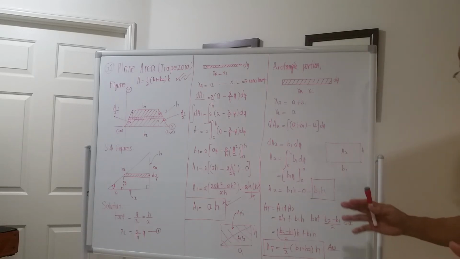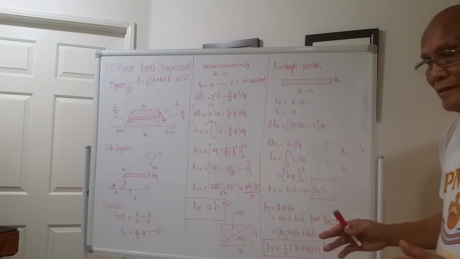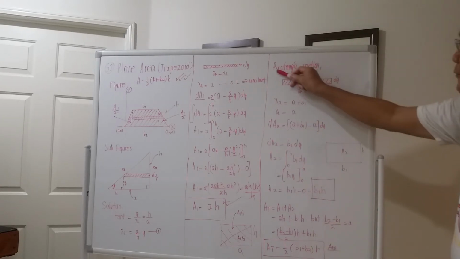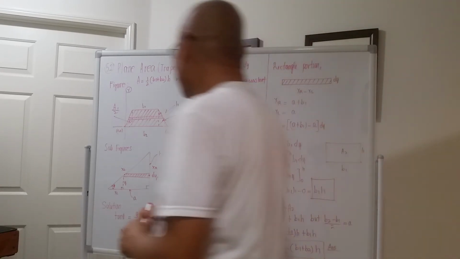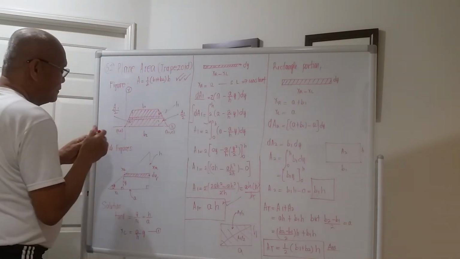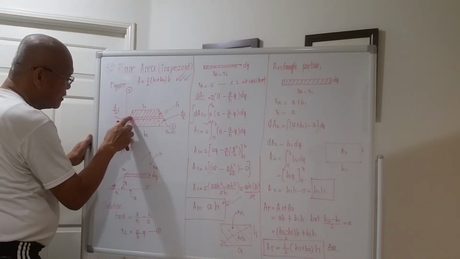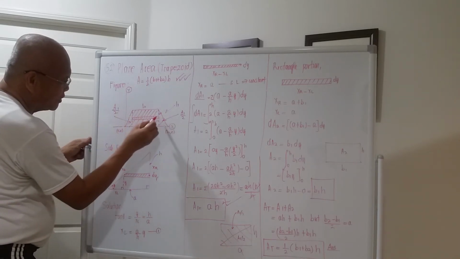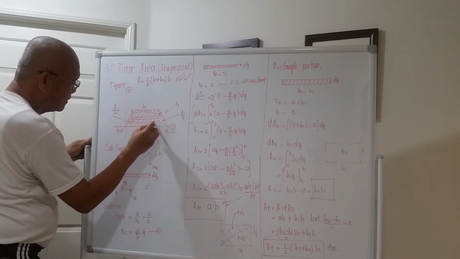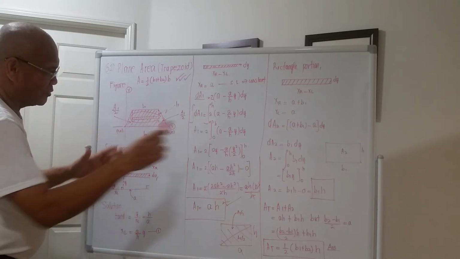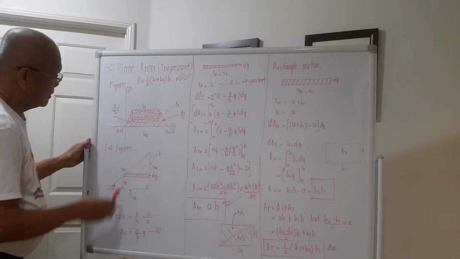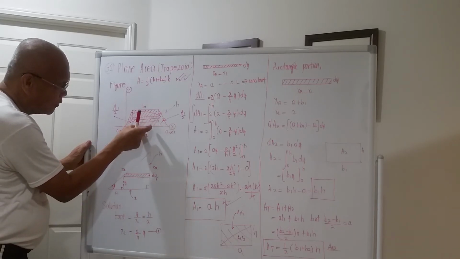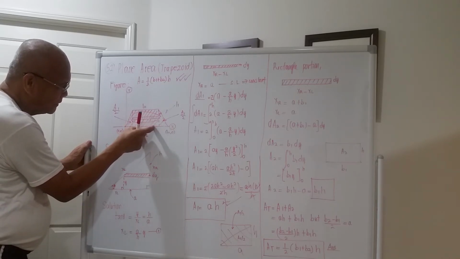So actually, this is a solution by parts. Okay, let's bring out the rectangle portion. The rectangle portion is this one. I will erase this one. I will erase this one. Let's consider this portion here. Because to take the total area of the trapezoid, it should be the area of the two right triangles plus the area of the rectangle portion. Okay?